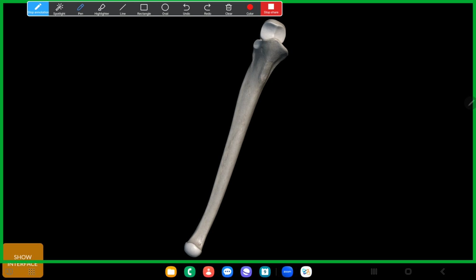So let's see what is the side of this bone. In the upper end of the ulnar bone, there is a hook-like structure. The concavity of this hook-like structure is directed forwards. So here you can see there is a hook-like structure and the concavity is directed forward. So this is the upper end.